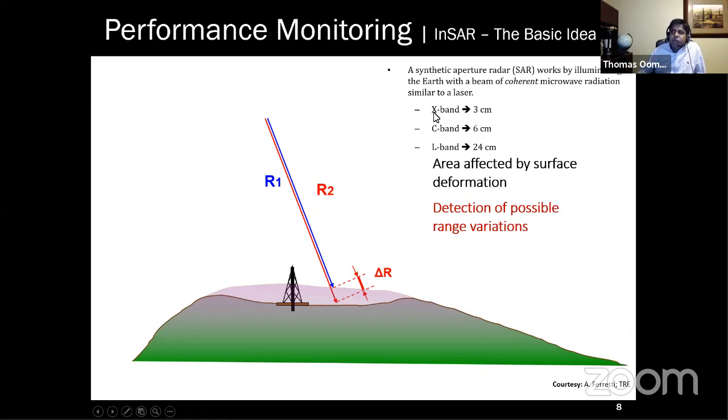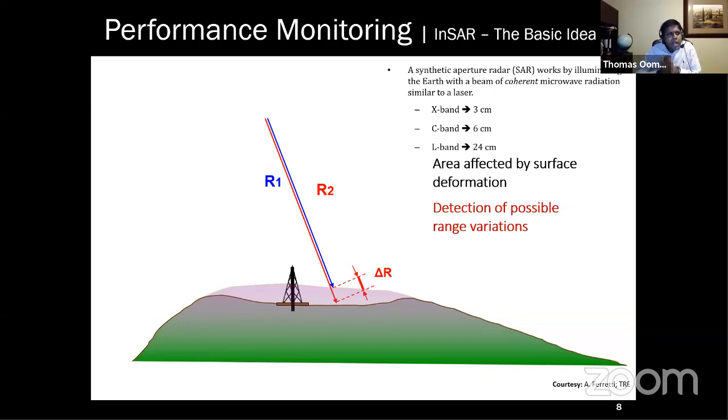Typical wavelengths that we use are X band, which is about 3 centimeters, C band, which is about 6 centimeters, and L band, which is about 24 centimeters. Now, the wavelength of the radar is very important when it comes to geotechnical performance monitoring.